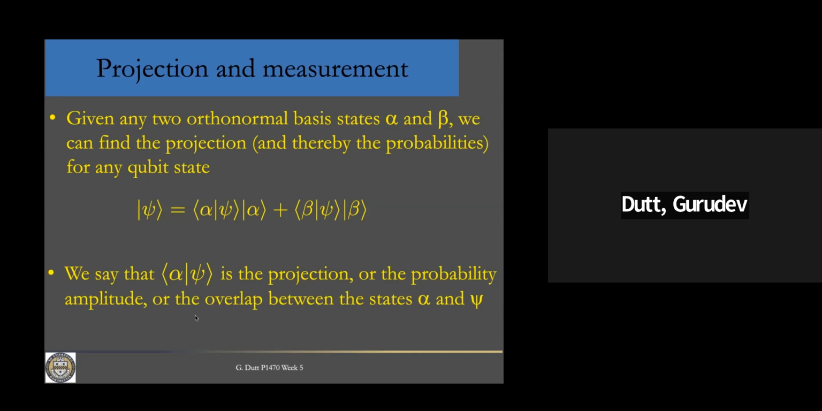Again, we say the inner product of alpha and psi is the projection or probability amplitude. There are many words that will be used, and they all mean the same thing: the coefficient, the component, the projection, probability amplitude, overlap. All of these mean the exact same thing between the states alpha and psi. This is how we'll always find it, through this inner product.